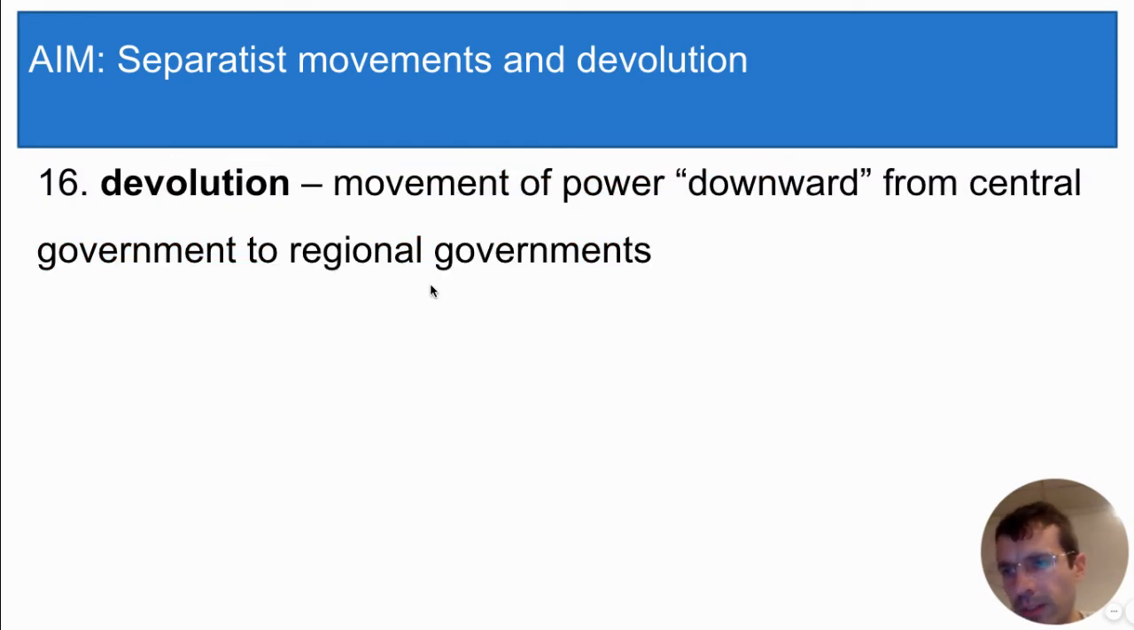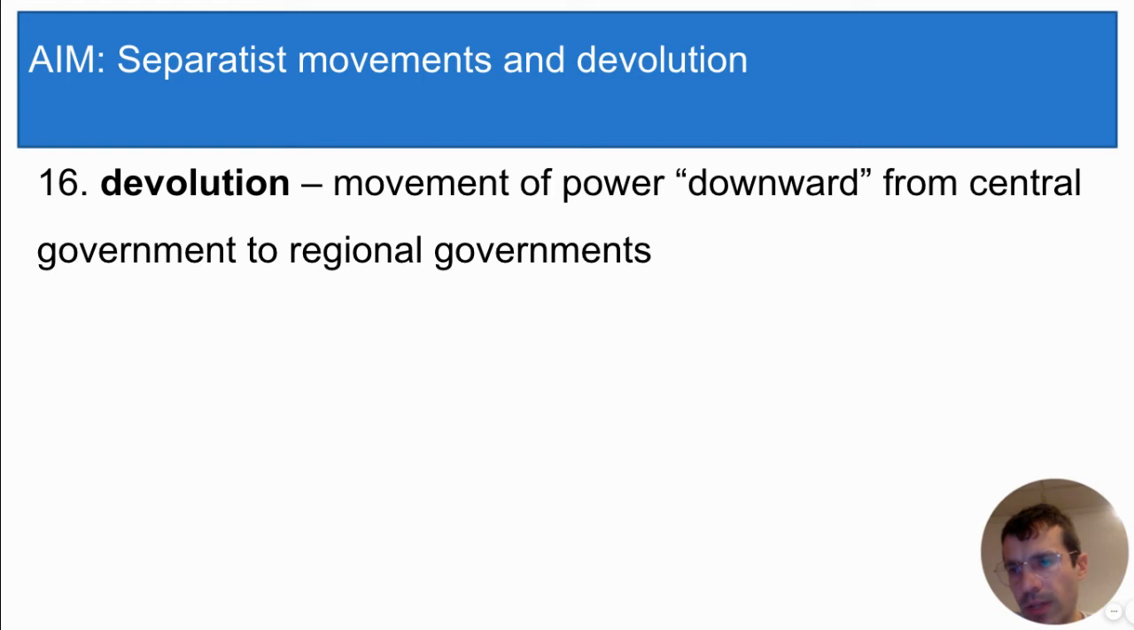When the ruling government decides to give more power to regional governments, we call this process devolution. Devolution is the movement of power downward from the central government to regional governments. I call it downward because if we think about a hierarchy of power or a scale of power, power is moving from a higher level to a lower level. That's because the central government, which has power over the entire state, is giving up power to regional governments, which only have power at the sub-state level. So power is moving from the top down.